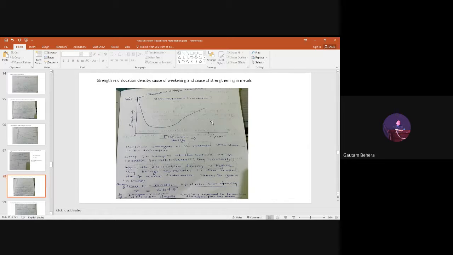Strength will decrease: first single crystal, then cold worked, then annealed. Okay, fine. Very good. So you people have understood this plot.